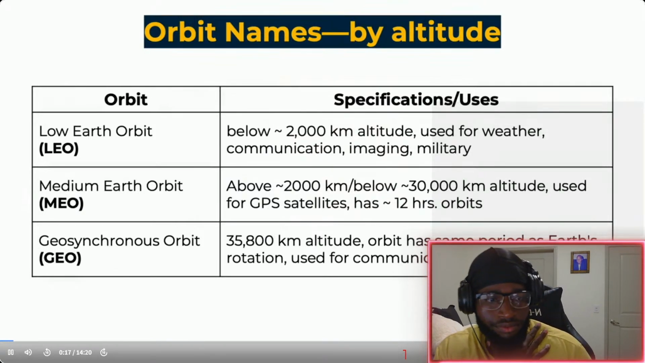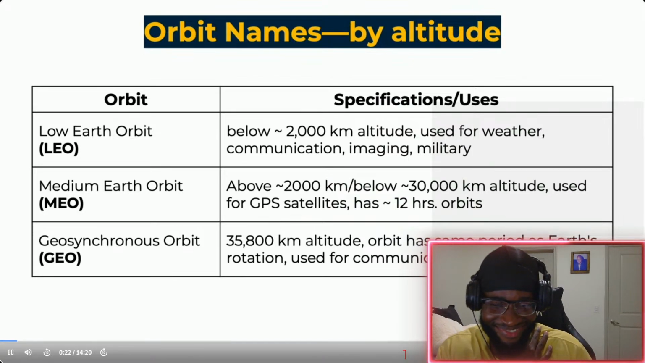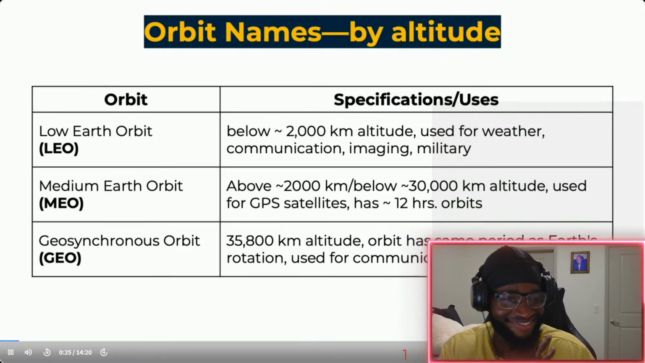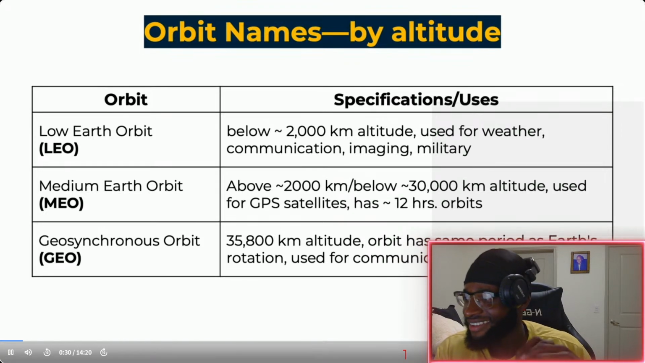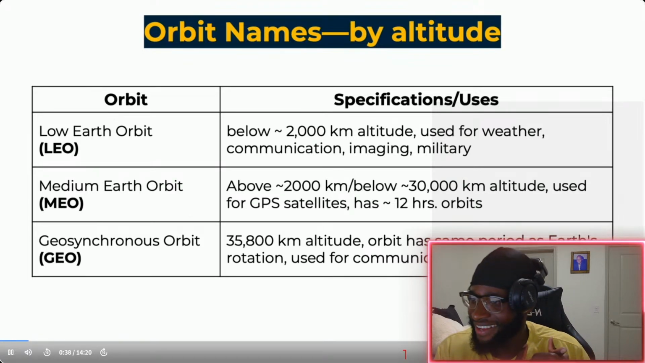So there are three main areas where we put satellites. The first is low Earth orbit, which is technically below about 2,000 kilometers altitude. Most satellites are actually closer to 700 kilometers altitude, but the technical definition is below 2,000 kilometers altitude. These are primarily weather satellites, communication satellites, imagery satellites, and military satellites.